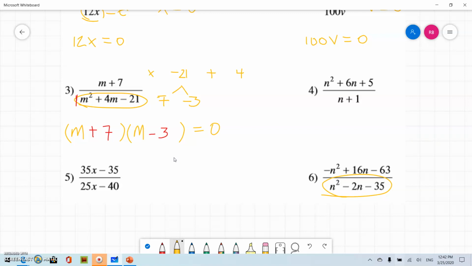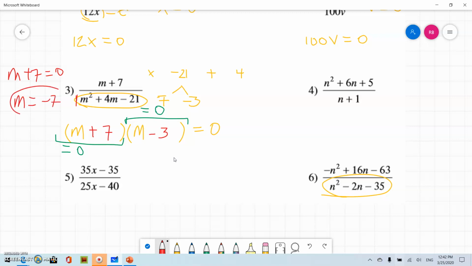And we solve this by looking at each parentheses in a separate way. So when is n plus 7 equal to 0, and when is n minus 3 equal to 0? So n plus 7 is equal to 0 when n is equal to negative 7. So this is one answer. And the other one is n minus 3 is equal to 0. So n is equal to 3. So there are two answers for number 3.